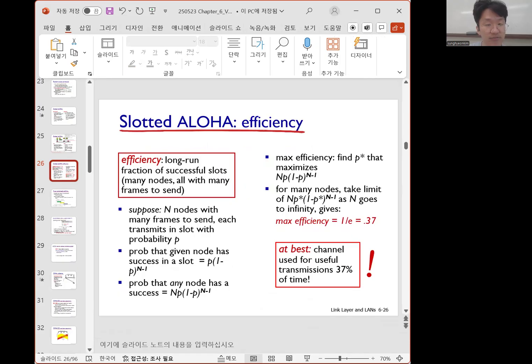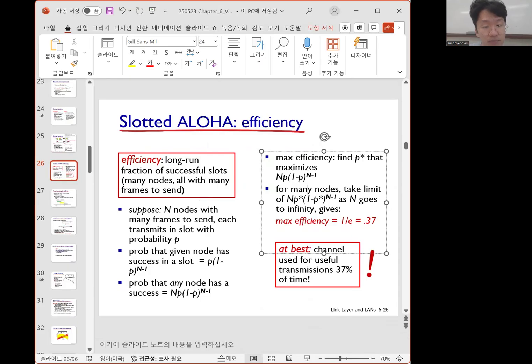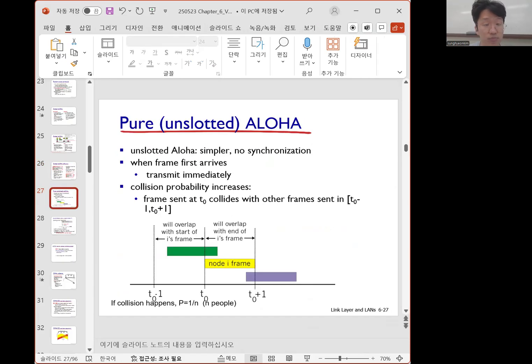For slotted Aloha efficiency, the probability that any node succeeds is n times p times (1 minus p) to the power of n minus 1. For max efficiency, find the p that maximizes np(1 minus p)^(n minus 1), which, if we calculate it, will be 0.37. So pure Aloha is simpler. There's no assumption.